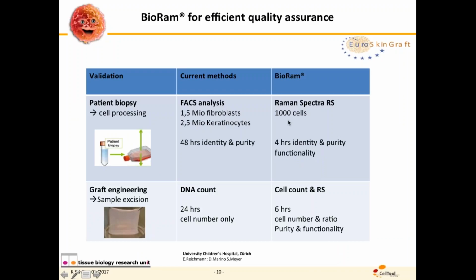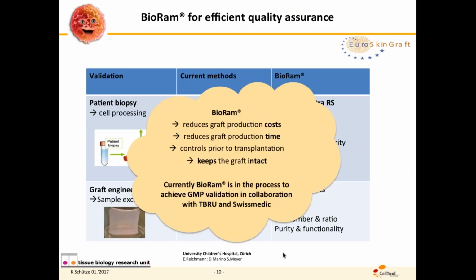And altogether, we realized that using Raman spectroscopy, there's a lot of savings. On the one hand, on the cell expansion time. Also, we could give much more information within 4 hours as compared to 48 hours as they used for the normal FACS analysis. And if you look into the engineered graft, they use at the moment DNA count, which gives them only the idea of how many cells are there. But with our system, we could differentiate between what kind of cells are there, is there any kind of contamination, and are they still functional? Which makes us very confident that we will get, together with our collaborators, the GMP validation for this kind of cell-based product.